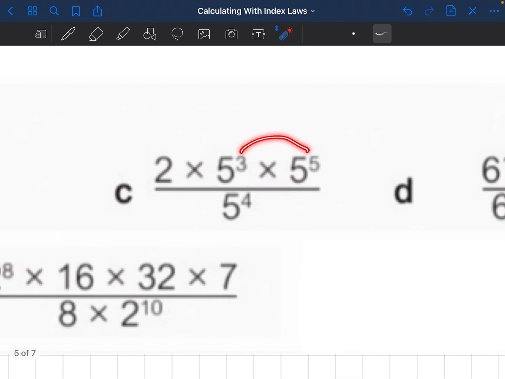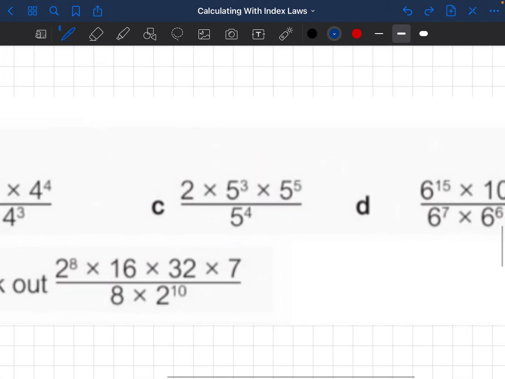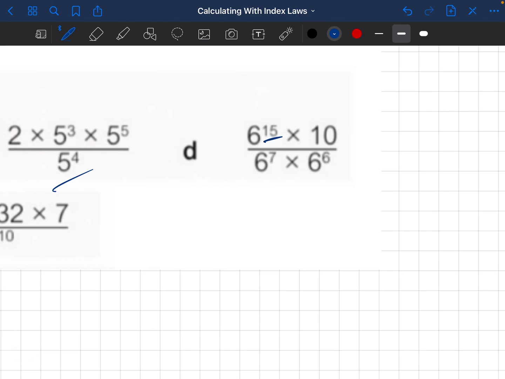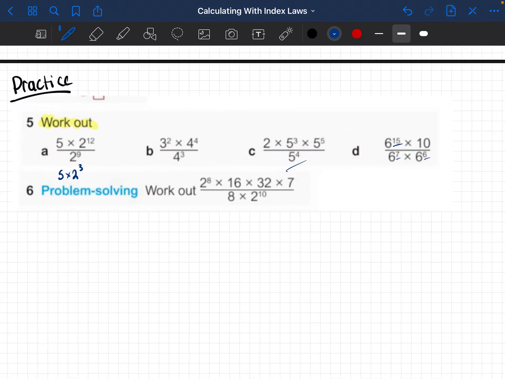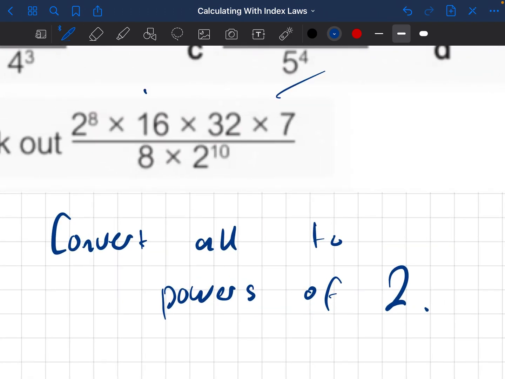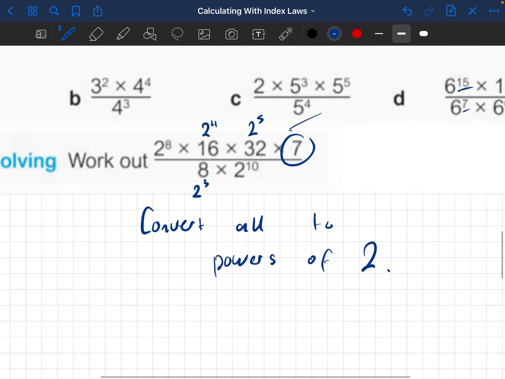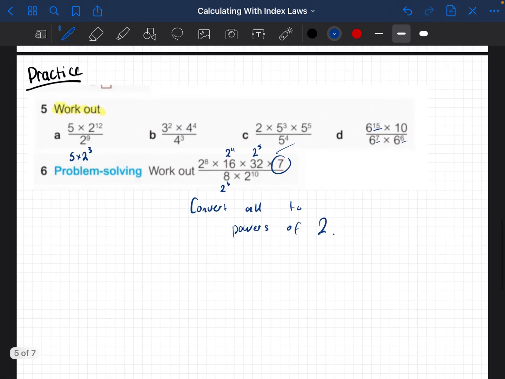Here, add them up first. So 3 plus 5 is 5 to the 8. And go from there. Take away the 4. 15. Add these 7 and the 6s up. Take them away. And go from there. This one here, a lot going on. Don't really worry. Convert all to powers of 2. So that means this would be 2 to the power 4, that would be 2 to the power 5, 2 to the power 3, and then go from there. And you leave the 7 alone. Obviously, you can't do it with 7, and see if you can work it out.